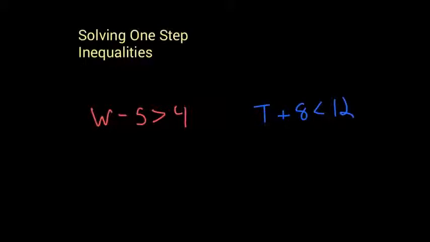Alright, so let's solve some one-step inequalities. And you solve an inequality just like you would solve an equation. So you have to undo whatever is being done to your variable. So that first one we have w minus 4 is greater than 5.